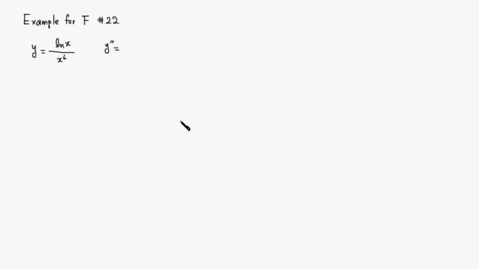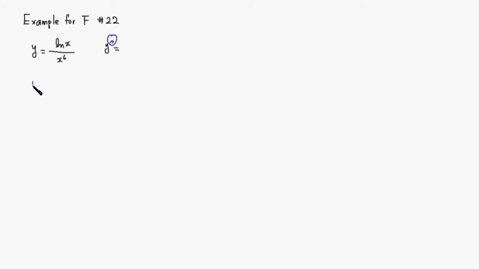Alright, let's go over example for final exam number 22. You have a function natural log of x over x to the sixth, and we want to find the second derivative. You can see that there are two primes, so we have to take the derivative twice. Let's do that.